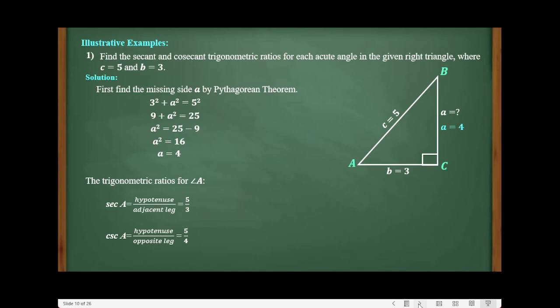And then, how about the secant and the cosecant of angle B? Using the same definition, but in reference to angle B, that is the hypotenuse, which is also 5, and the adjacent leg is actually the one having the length of 4. So this is the angle, and this is the adjacent leg. So it's 5 over 4. And for the cosecant of angle B, that is the ratio of the hypotenuse, which is 5, over the opposite leg, which is the one having a length of 3. So it's 5 over 3.